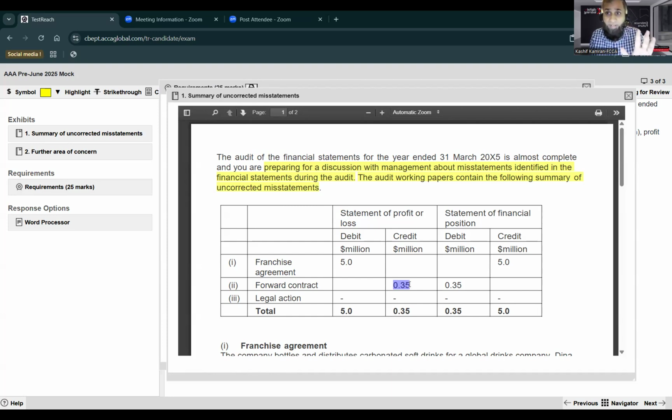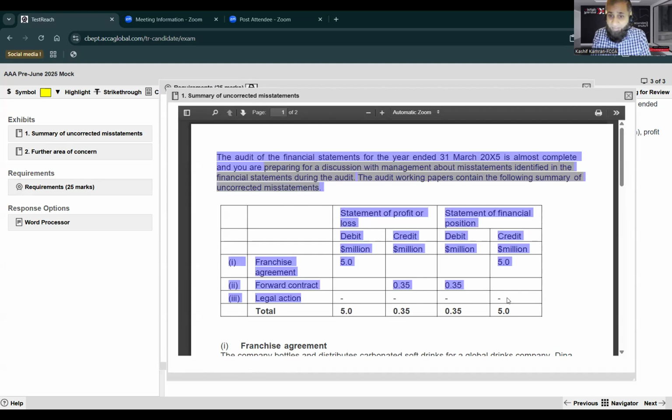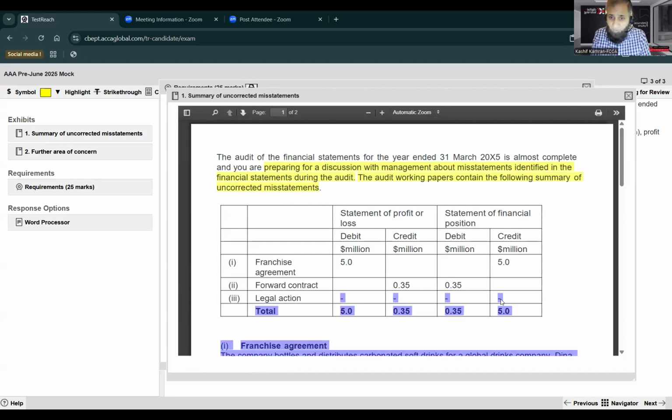Misstatement number 2 is immaterial because it's $0.35 million. We're talking about the individual basis, right? Not the aggregate basis. And for misstatement 3, we have not been given any value. That means it's a disclosure. You have to be very sure in the exam. If a misstatement in the schedule of uncorrected misstatements does not have a value, you are pretty sure this is basically a disclosure. We'll see the disclosure. Is everyone clear with the materiality? With the first one, $5 million is material and $0.35 million is not material.